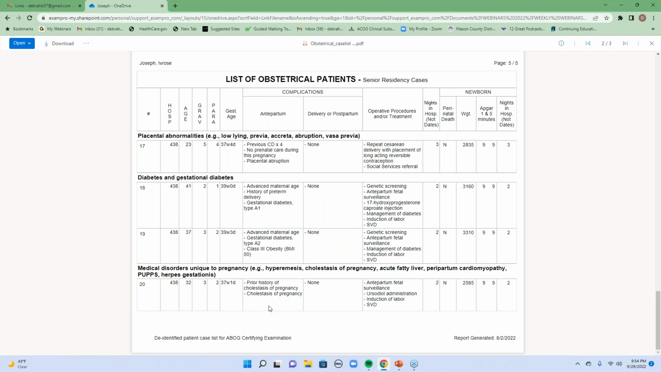Okay. And then PUPPS. What's the significance of PUPPS? What would you do with that? How would you monitor mom, baby, etc.? For PUPPS, the significance is that you're not at increased risk for adverse outcomes compared to cholestasis, and the patient's symptoms can be managed more conservatively.